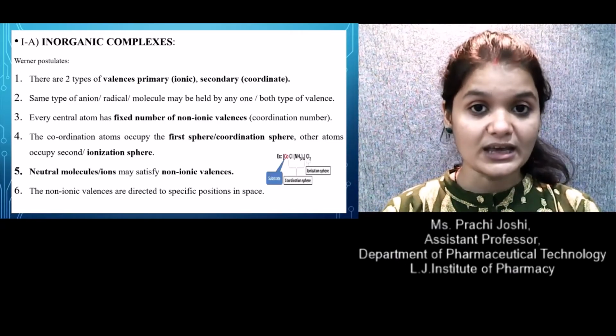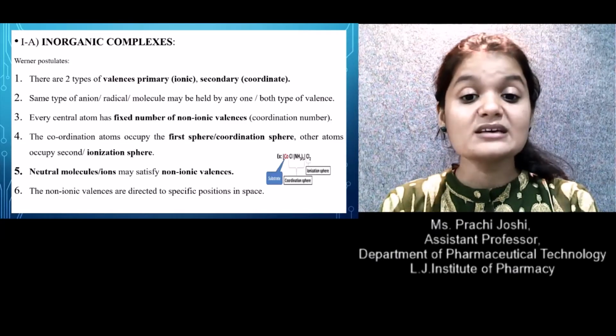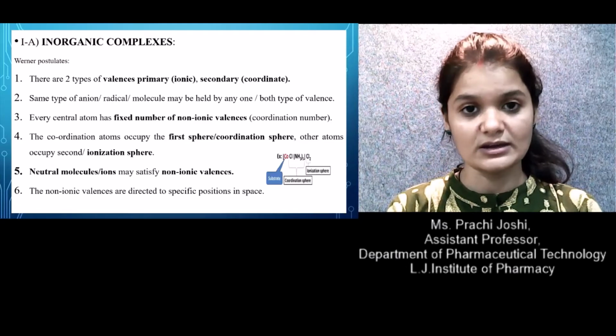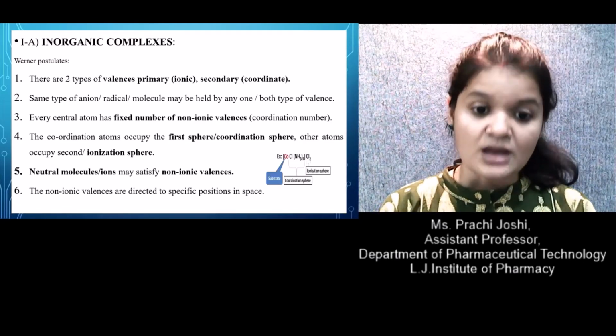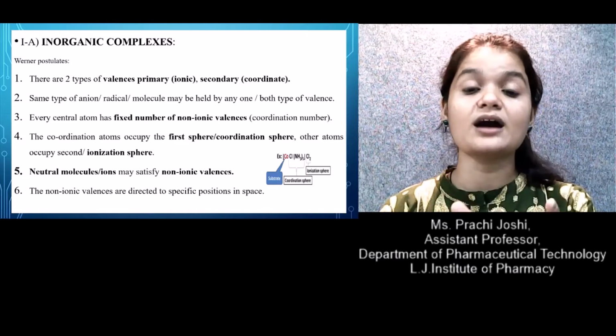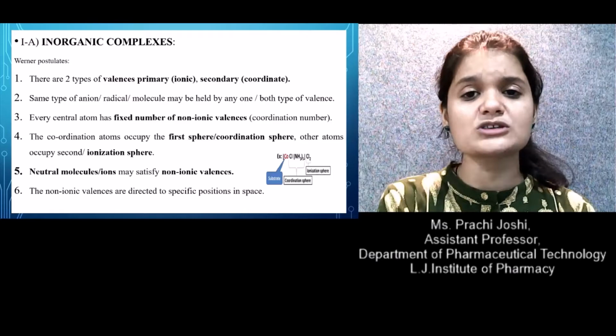Now the fifth one is that a neutral molecule or ion may satisfy non-ionic valencies. In the sixth postulate, what Werner has to say is that the non-ionic valencies are directionally specific, or have directionally specific positions in space.